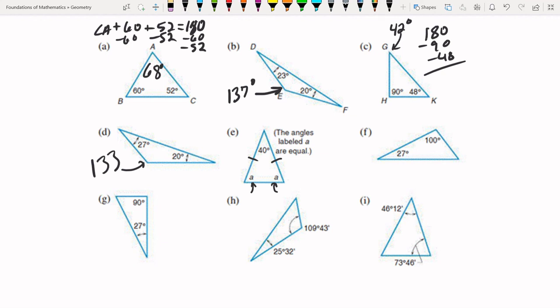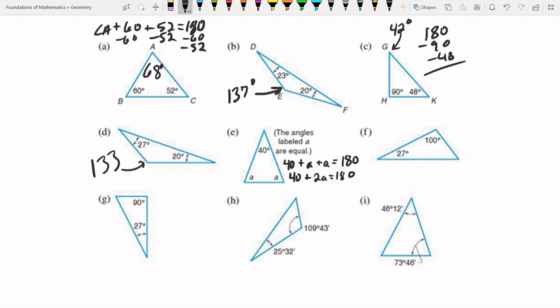Now, we don't know what two of the angles are, and we need to know two angles to find the third angle. However, we do know that both the angles A and A are equal to each other, which means I can write it like this: 40 plus A plus A equals 180. That's just the same property we've been using. However, A and A are like terms, so they can combine and add. A plus A is 2A.